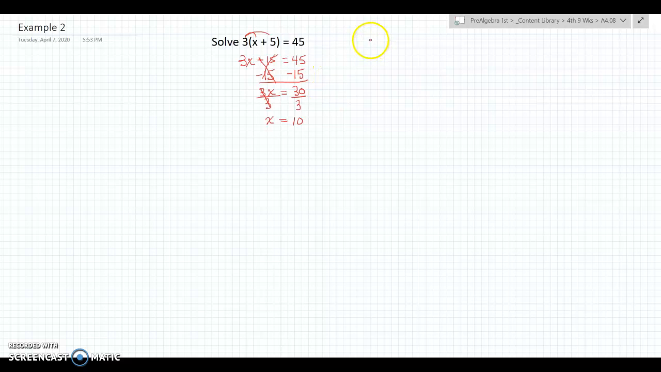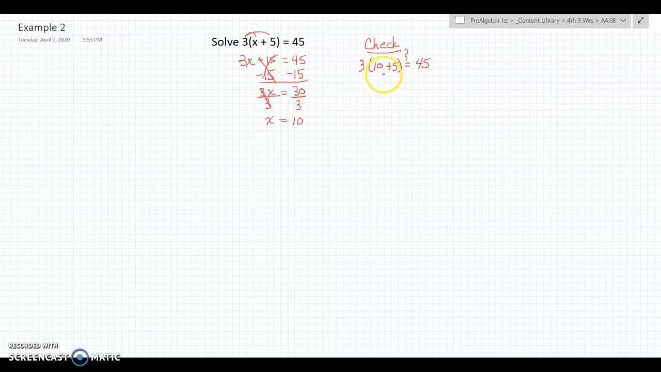All right, let's come over here and check our solution to see if we actually did the problem correctly. So I will substitute the 10 for the x inside the parentheses. And right here we're really asking the question, does this equal 45?